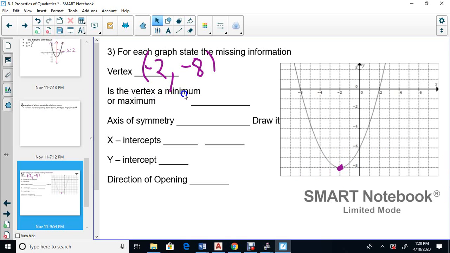Okay, is the vertex a minimum or maximum? So it's a smile, it opens up. So this opens up, so we'll put that up here, up. So it has to be a minimum. I'll just write the word min.